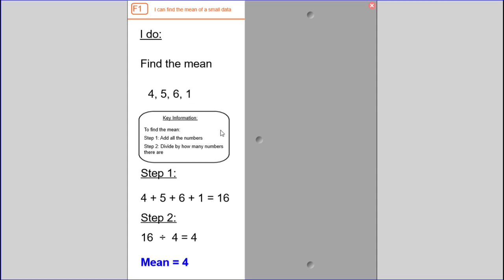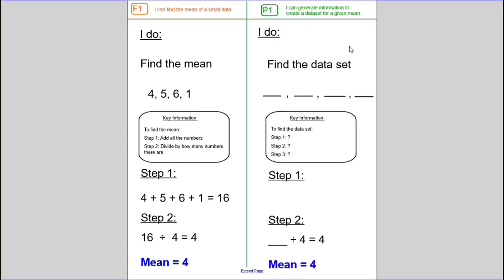And remember, using the key information table, step 1 was add up all of the numbers, and step 2 was divide by how many numbers there were. In this case, we divided by 4, and the reason why is because there were 4 numbers here, and that means we got a mean of 4. Let's compare this to a P1 type of example.